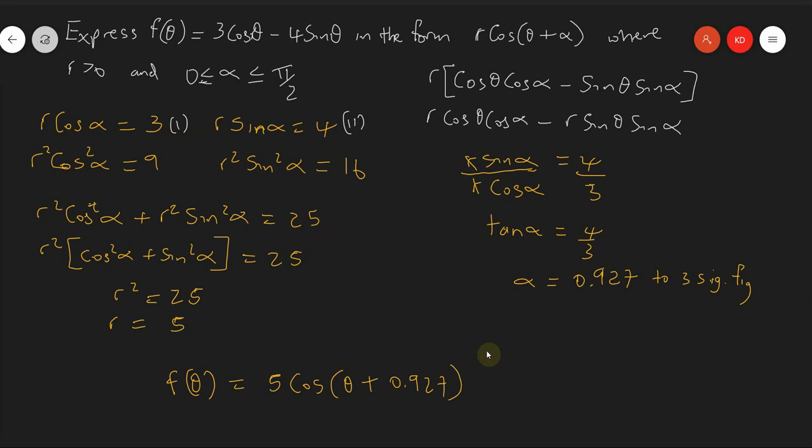And for question 2b, it says we're supposed to find the minimum value of, let me write it here, 1 upon 8 plus f of theta.